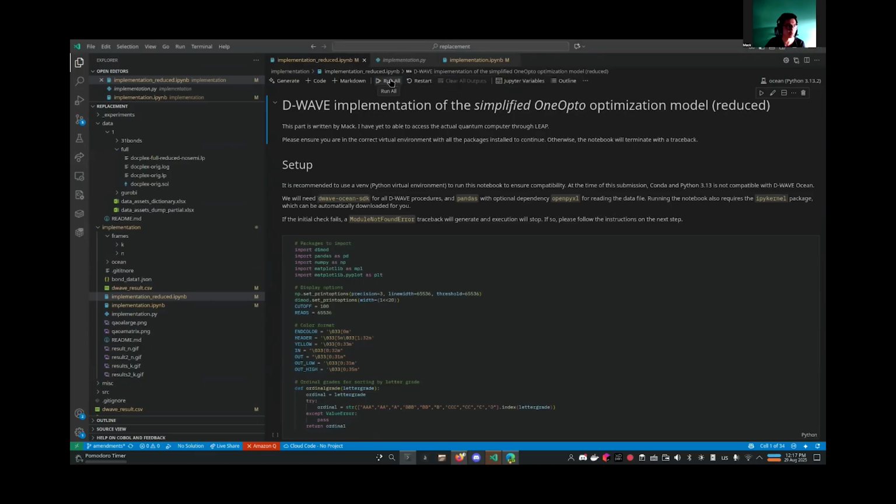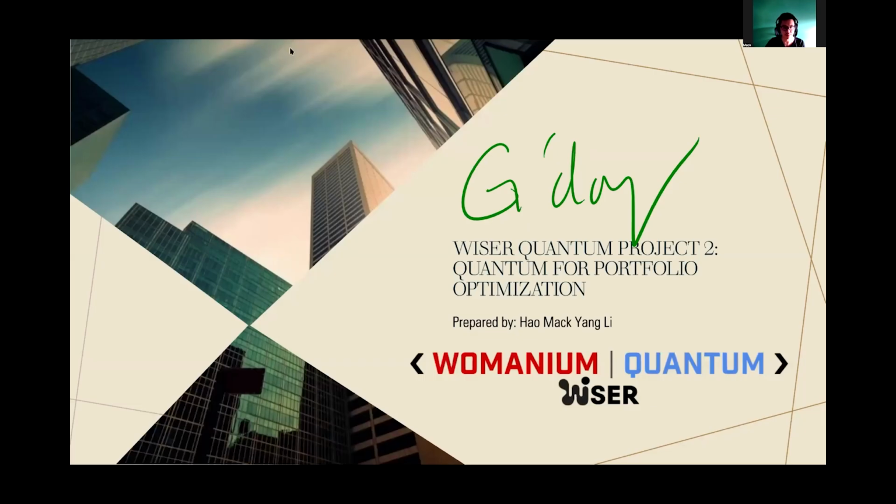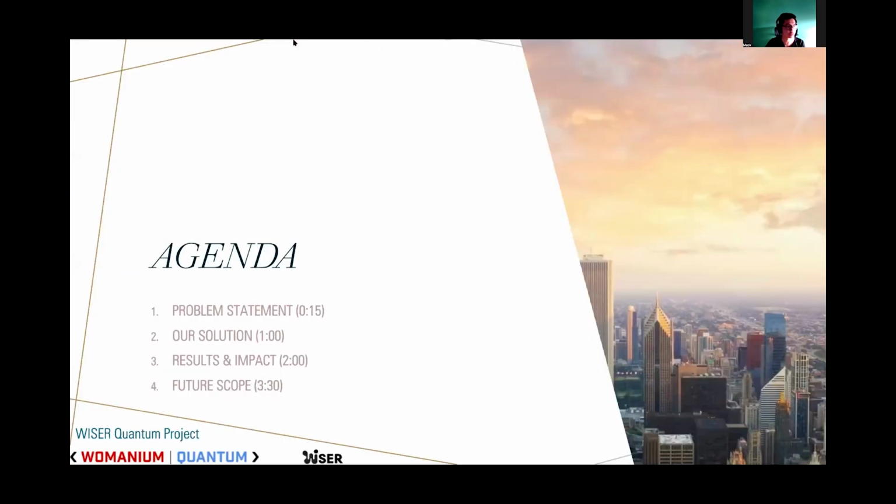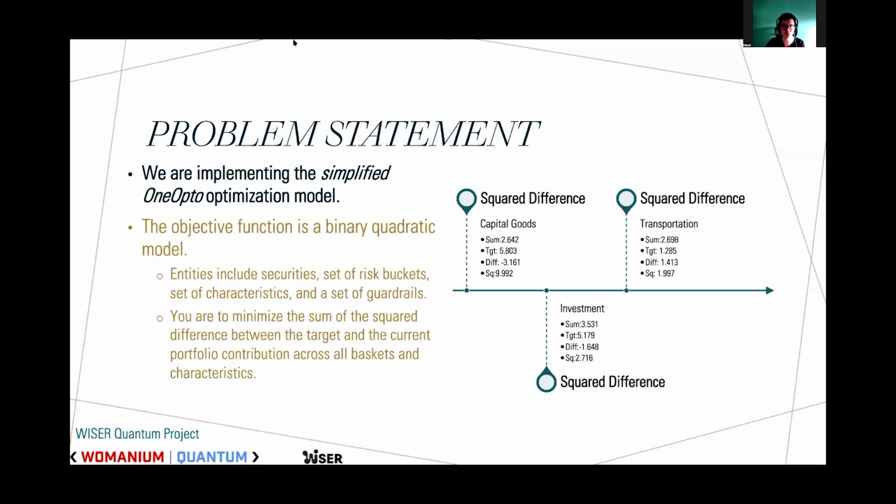Let's start by running this presentation now. Good day, everyone. This is going to be our agenda. In these 5 minutes, we're going to introduce the problem statement, the D-Wave solution, our results, and future scope. Our goal is to implement the simplified one-opto optimization model.